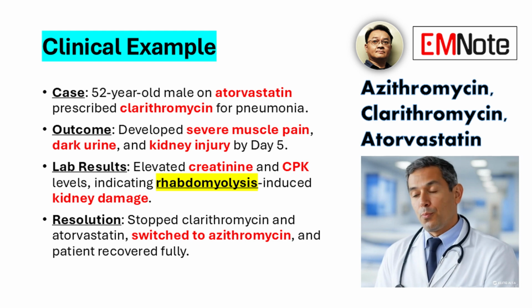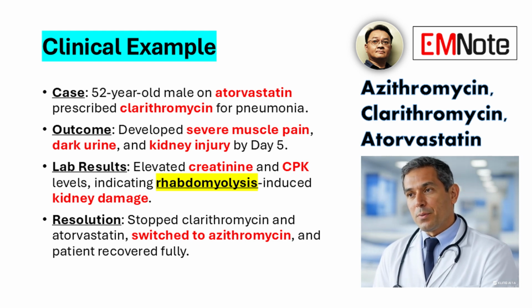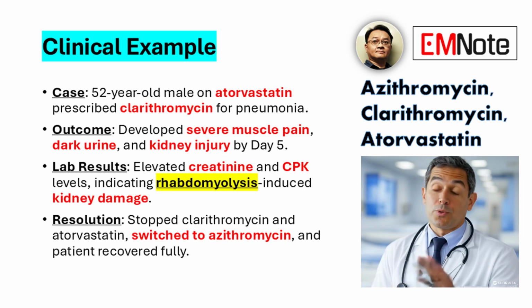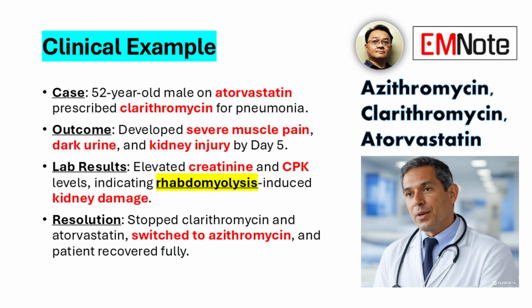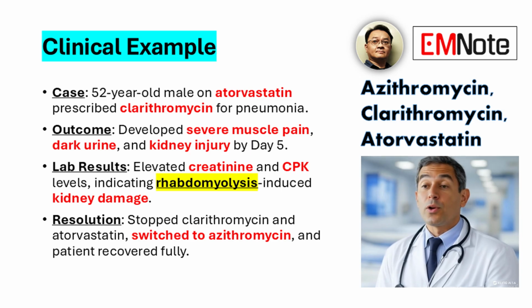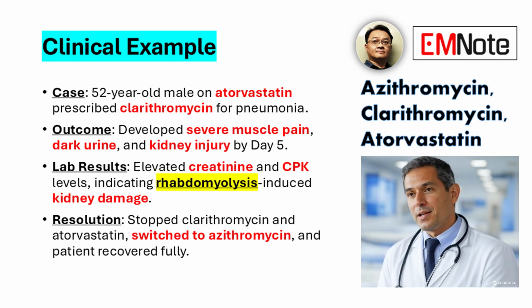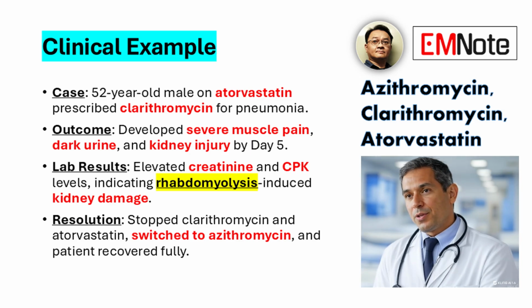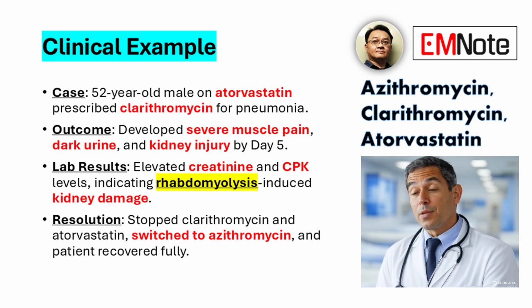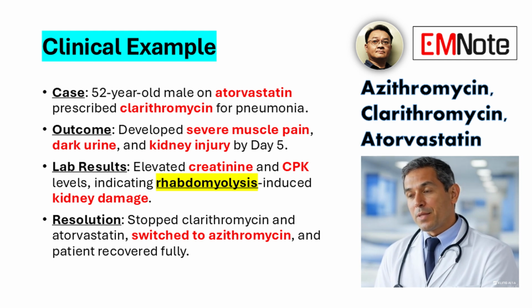A 52-year-old man taking atorvastatin 40 milligrams daily developed pneumonia and was prescribed clarithromycin. By the 5th day of treatment, he experienced severe muscle pain, dark urine, and general weakness. Tests showed an elevated creatinine and CPK levels, indicating kidney injury caused by rhabdomyolysis. The immediate steps included stopping atorvastatin and clarithromycin, starting aggressive hydration, and switching to azithromycin. The patient recovered fully within a week.